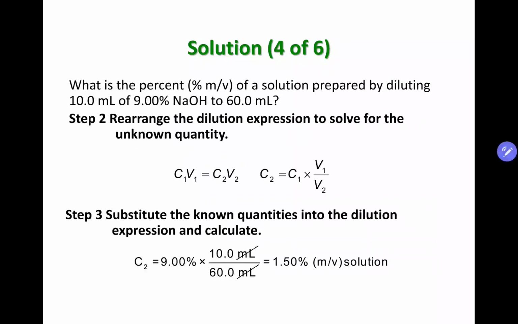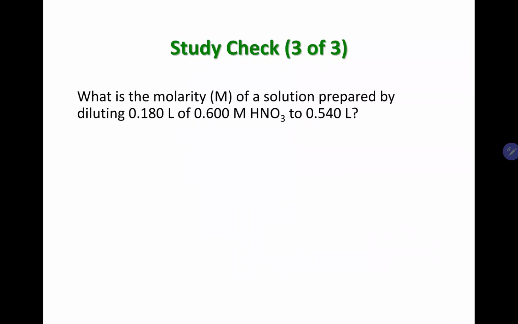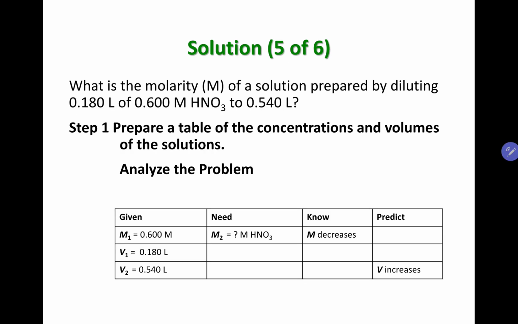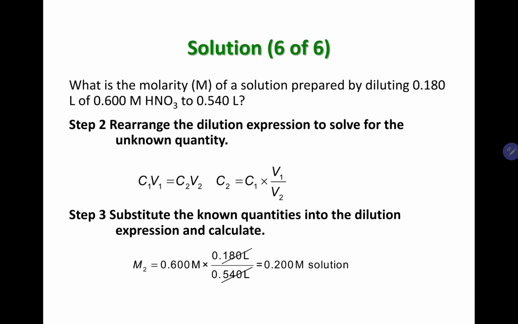Here's the second one, and here's the third one. This third one is more interesting to me because it uses molarity. Whenever there is molarity, I like it because that is the most common concentration term. You are increasing the volume of 0.6 molar HNO3 by 3 times. You had 0.180 liters, you make it 0.540 liters, so you are diluting it 3 times. So the concentration should decrease by 3 times. The final concentration should be 0.6 divided by 3, which is 0.2. There we go, 0.2.